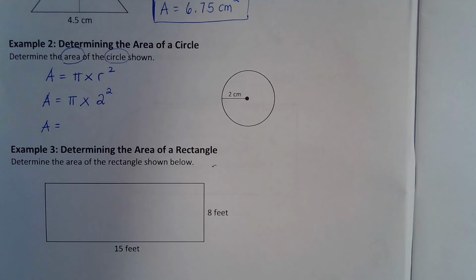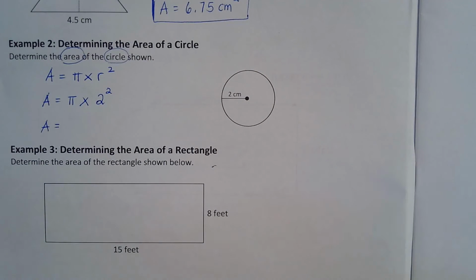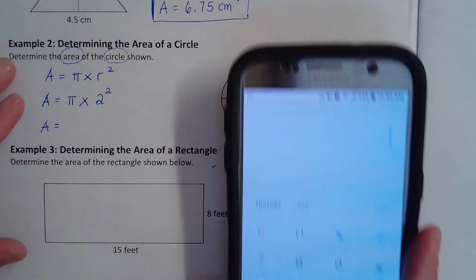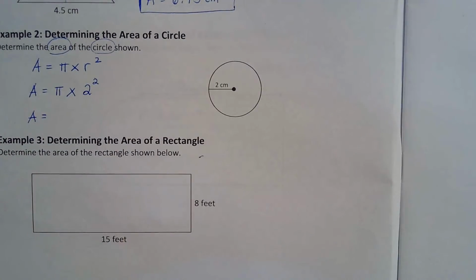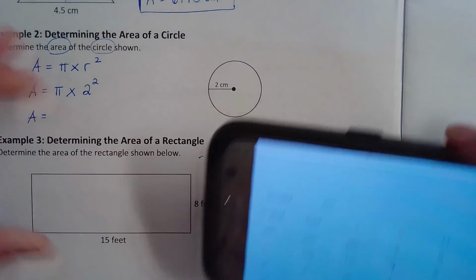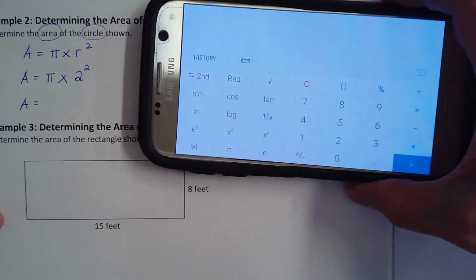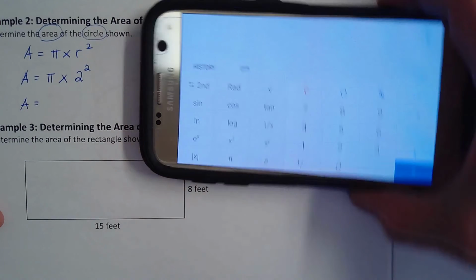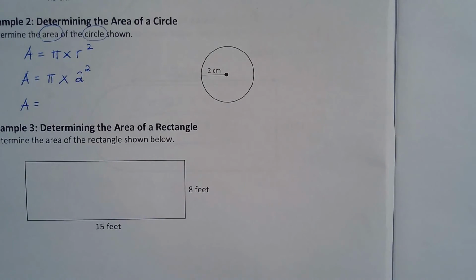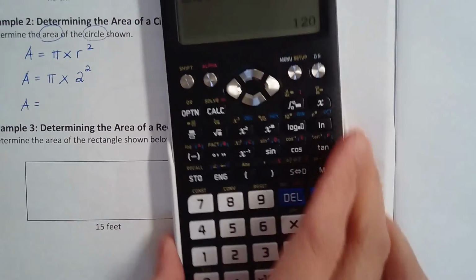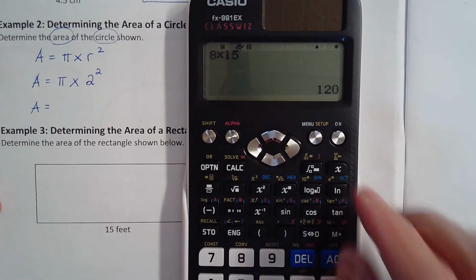You're going to need it. That's okay, I'll use my phone. I normally bring more calculators, more than one.